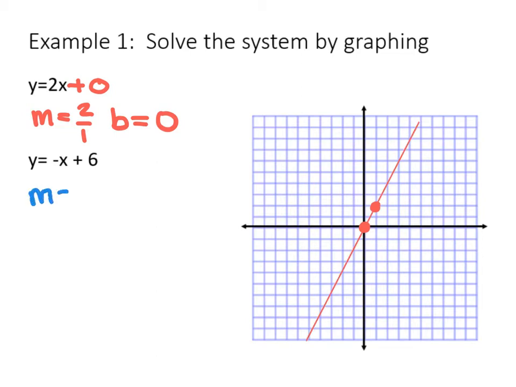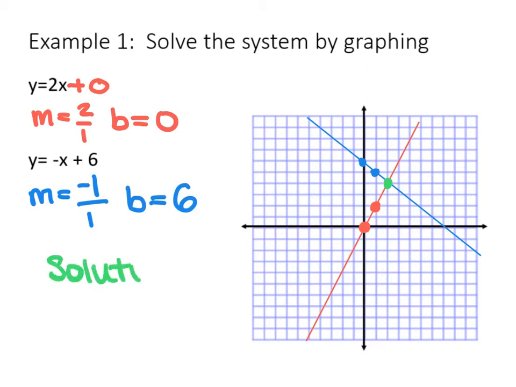So our slope is negative 1 over 1, and our y-intercept is 6. So I'm going to graph my point at 6 on the y-axis, graph another point using the slope, and then draw in the line. Now the intersection of these two lines is the solution to the system. So when you finish, in order to finish answering the question, you need to write that the solution, and in this case, our ordered pair would be 2 comma 4.